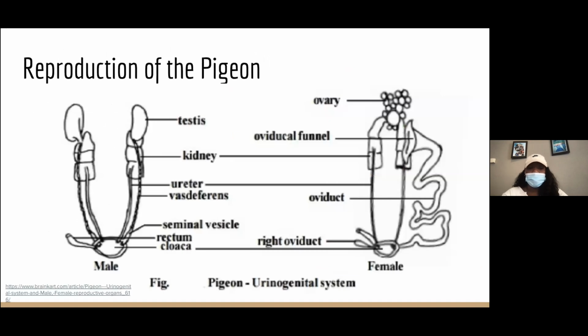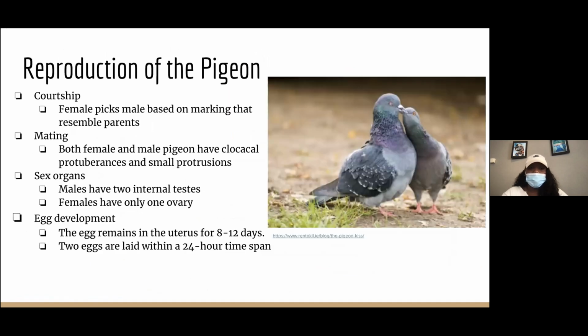So in this picture, as you can tell, on the left-hand side is the male reproductive system, and on the right-hand side is the female reproductive system of the pigeon. And pigeons are dioecious, meaning males and females have different reproductive organs. The reproduction of the pigeon initially begins when a female decides to pick a male based on the markings on their body that have a resemblance to their parents. Both the female and male pigeon have cloacal protuberances that help aid sexual reproduction. Cloacal protuberances are small protrusions.